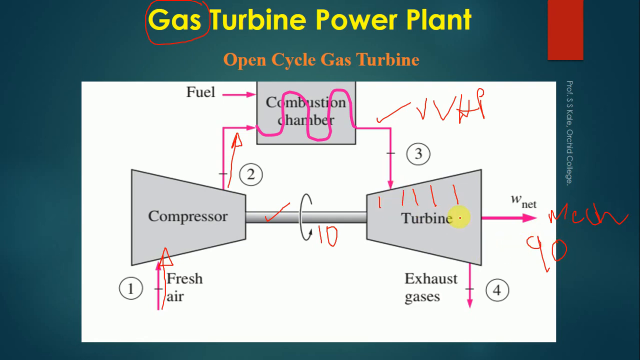Here, after generating mechanical energy, the gases will be given to the atmosphere, and as the gases are released to the atmosphere, this is what is called an open cycle gas turbine.